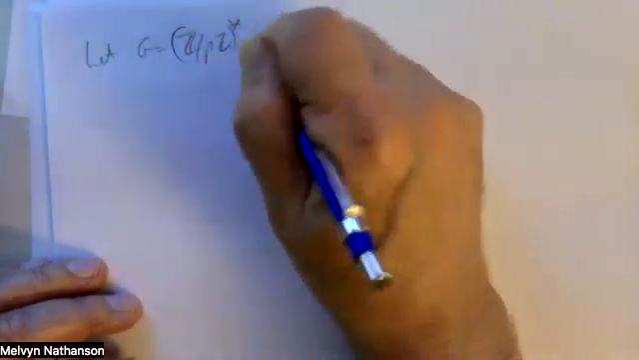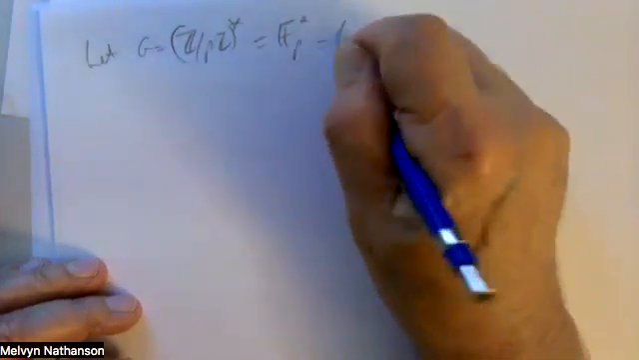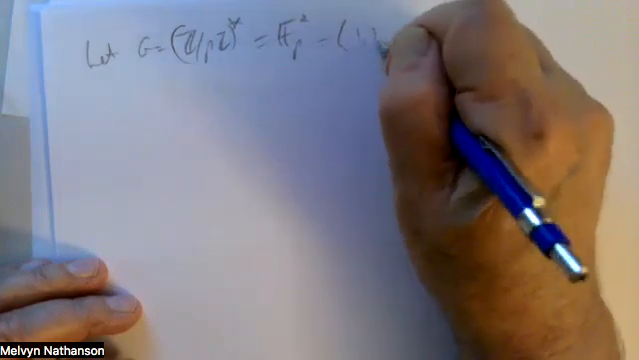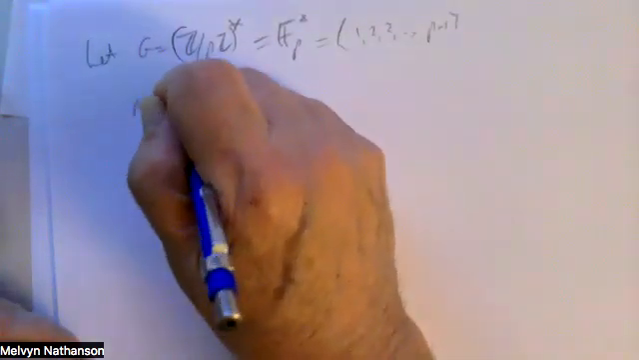What was an example that we've already seen? Suppose we let G be Z mod PZ star, or F_P star. This is the non-zero congruence classes mod P, 1, 2, 3, up to P minus 1. So this is a multiplicative group.